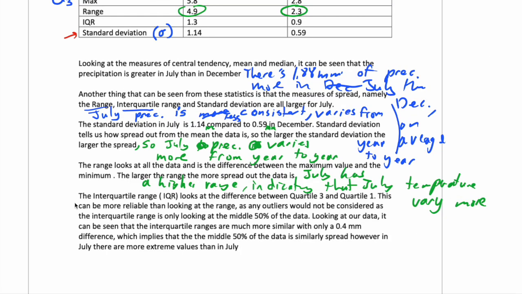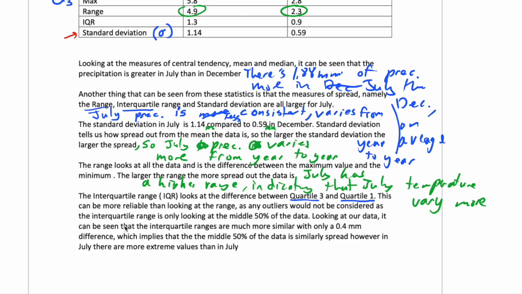Okay, so actually this paragraph here says some really insightful things. The interquartile range looks at the difference between quartile 3 and quartile 1. And this is more reliable than looking at the range because any outliers would not be considered, as the interquartile range is only looking at the middle 50%. That is great. Yes, that is true. So this is not including the outliers. So looking at the interquartile range would be better.